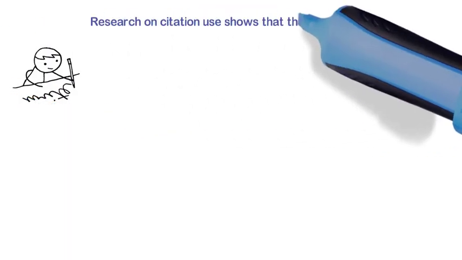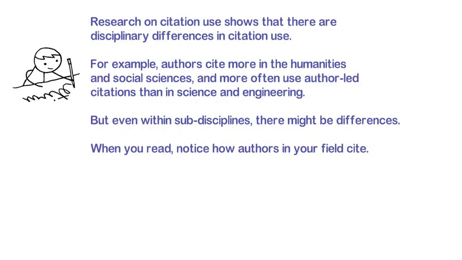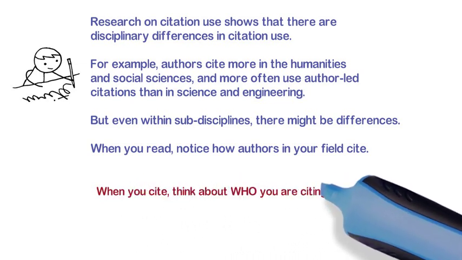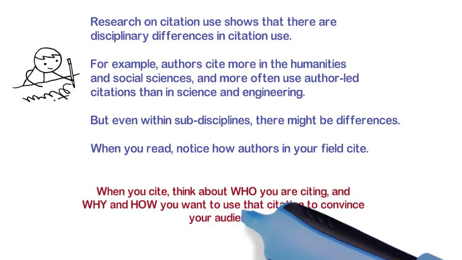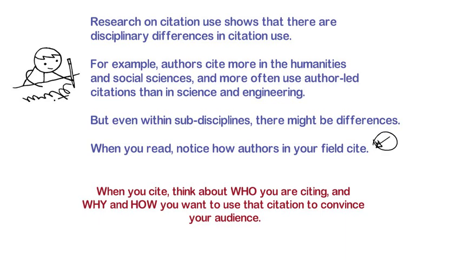Research on citation use shows that there are disciplinary differences in citation use. In the humanities and social sciences, there are often more author-led citations than in science and engineering. But even within subdisciplines, there might be differences. So notice how authors cite in your field when you read, and think about who you are citing, why, and how. How do you want to use that citation to convince your audience? How can you use those citations to help you construct an argument?